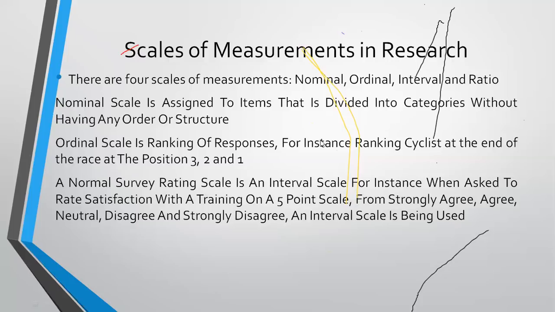And lastly, the ratio scale. In the ratio scale, the differences in numbers are meaningful, plus there is a ratio. In ratio scale, when you have 0, it means absence of that thing, or that thing does not exist. That is the difference between the scales of measurement.